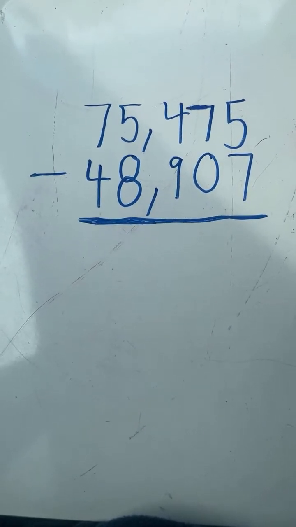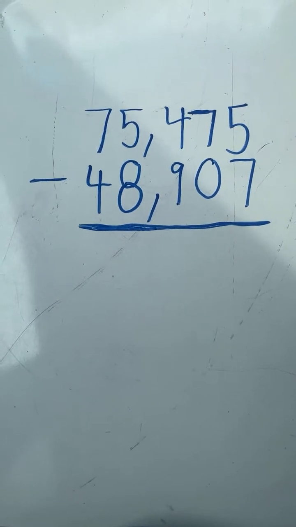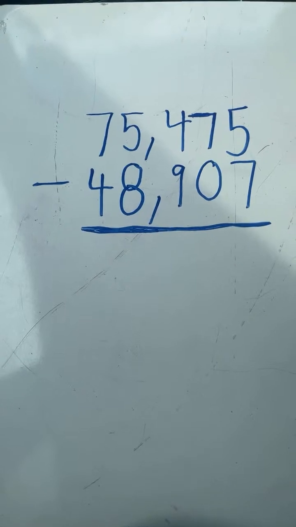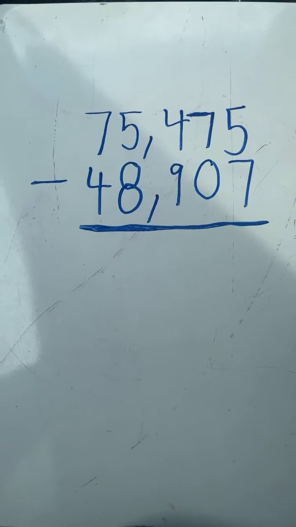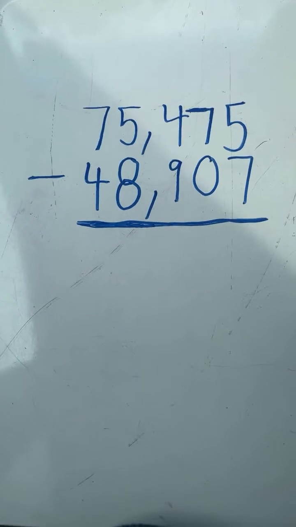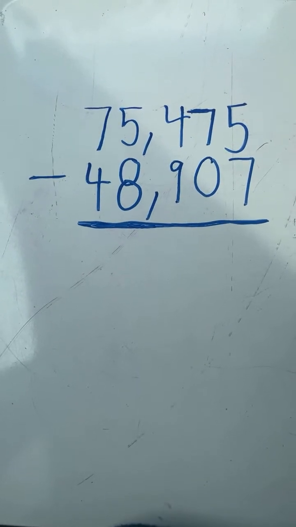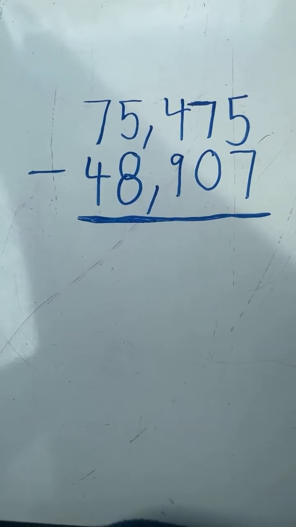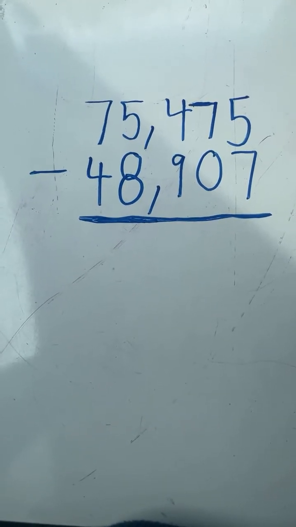So this video is going to focus on multi-digit subtraction that requires regrouping. Our model problem is 75,475 minus 48,907. I'm going to go through step by step how to solve that problem. And I probably will do at least a second example after this.